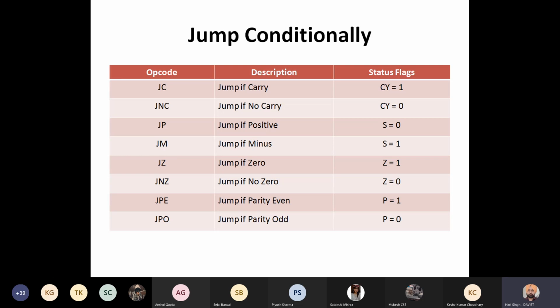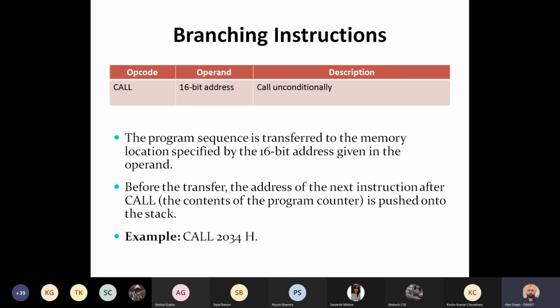Okay. Similarly, we have call instructions, unconditional call instruction. So it is simply CALL. Now, in this instruction, CALL is the mnemonic of the instruction. 2034 is the target address. So 2034 is the address of a subroutine, a small program whose address is 2034. The subroutine is being called from the main program or any other subroutine. So this instruction will transfer the control to the subroutine starting at address 2034 without verifying any condition. So this call instruction will not verify any condition before transferring the control to the target location.